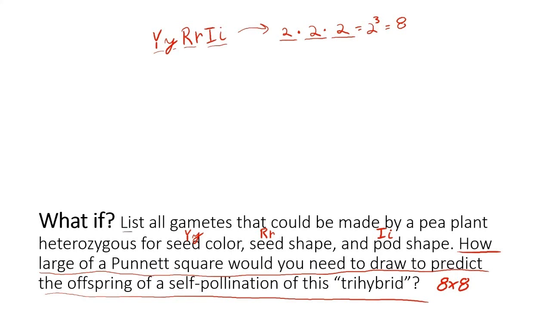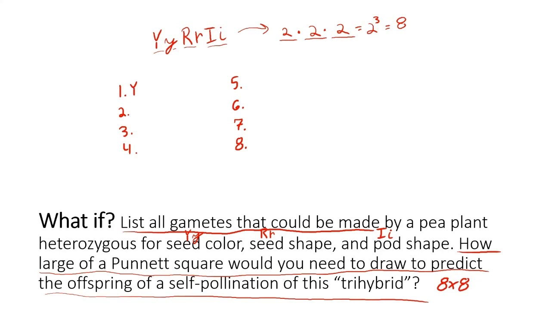But the first part of this question is still unanswered. It says list all gametes that could be made by this pea plant. So we know there are 8 possibilities: 1, 2, 3, 4, 5, 6, 7, 8. So I'm just going to run through all of the possibilities. In order to do this, you're going to want to organize your thoughts in a precise way. So I will do everything that has a capital Y at the beginning first.